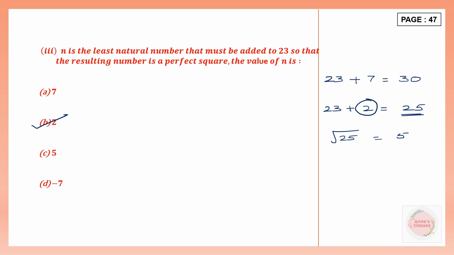Now let's check the other numbers also, because here we are told the least natural number. Now we've been given numbers. Now if you add 2, you will make it a perfect square. Is the number smaller than 2? Let's see.